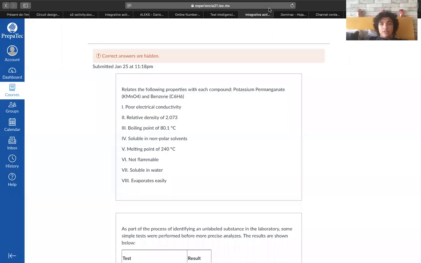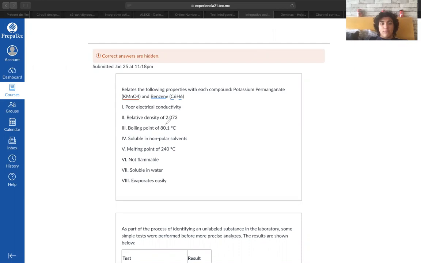So, first of all, KMnO4 is inorganic and benzene is organic. Okay, we're gonna start with benzene. This one is organic because it has carbon and hydrogens.